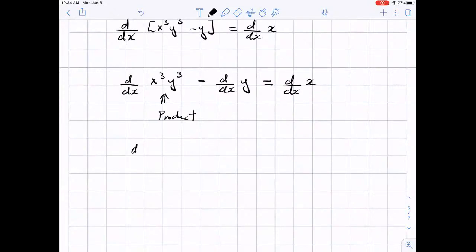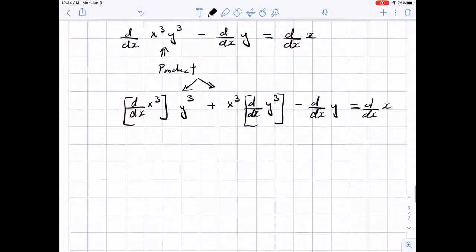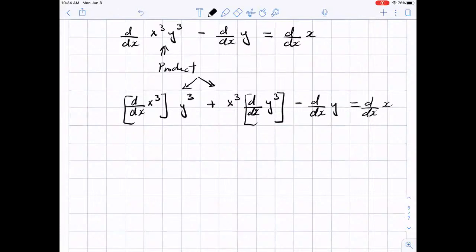So we're going to differentiate x cubed and we keep the y cubed, and then plus we now keep the x and differentiate the y cubed, minus, okay, that's the product rule. This is our product. And then d/dx of y equals d/dx of x. So the product rule is what we apply here because there's a product there.